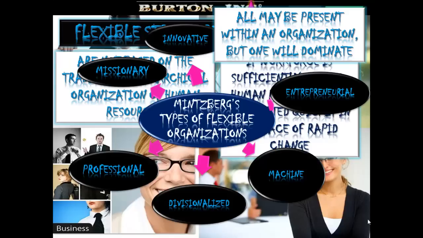Divisionalised organisation, coordination is through the middle line and ensures that the teams achieve standardisation of output. And since there's standardisation, such structures are inflexible in responding to rapid change. But Mintzberg did suggest that effective decentralisation and delegation of decision-making power to divisions can lead to a higher level of flexibility.